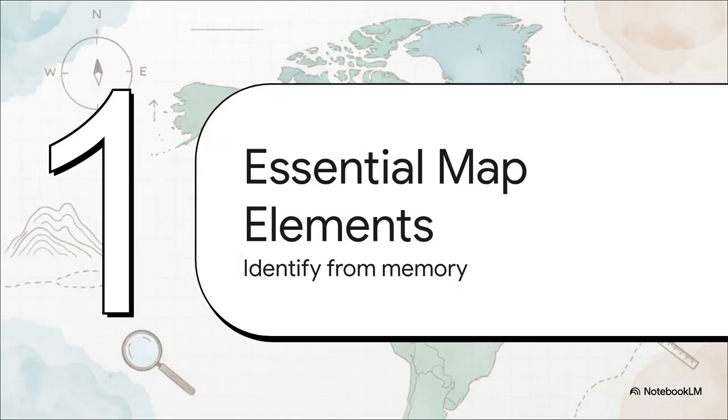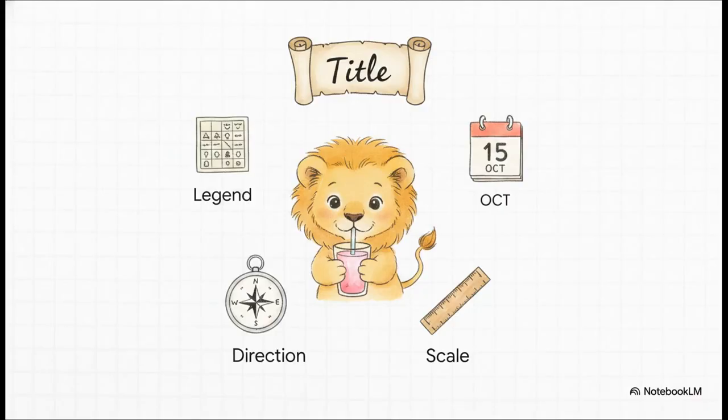Section 1. The 5 Essential Map Tools, Your Explorer Toolkit. Okay, let's dive right into this toolkit because every great explorer needs their essential tools before setting off into the wild, right? Without these, a map is really just a pretty picture. So there are 5 vital tools you're going to find on almost every single map. We've got the title, the legend, the directional indicator, the scale, and the date. Now, I know that sounds like a whole lot of big words to remember all at once, but I actually have a secret weapon for you.